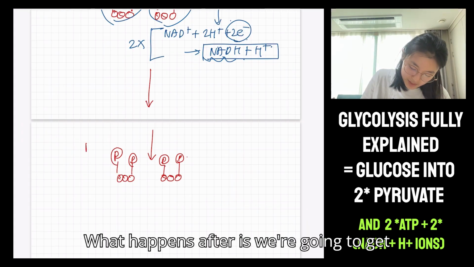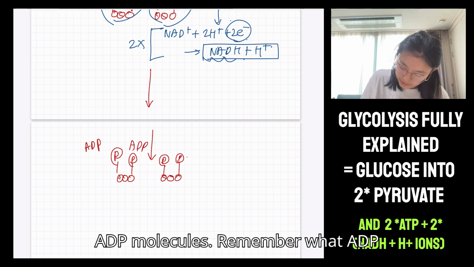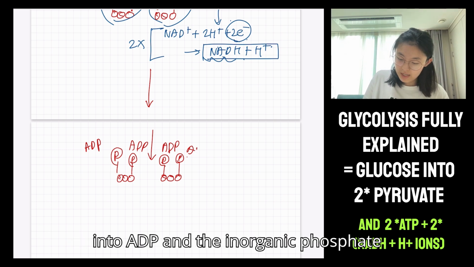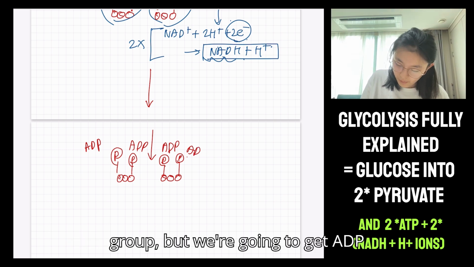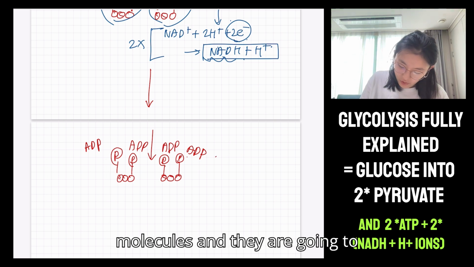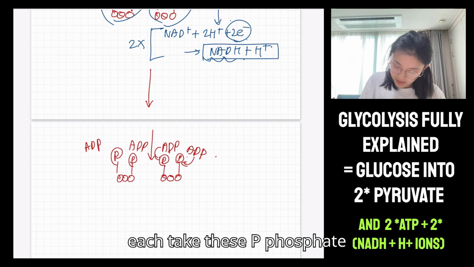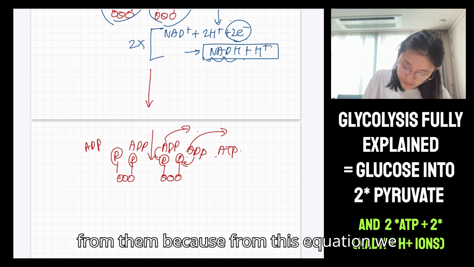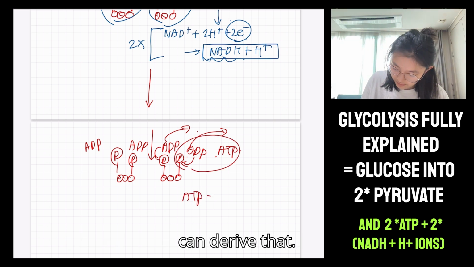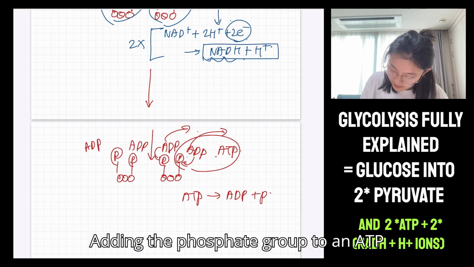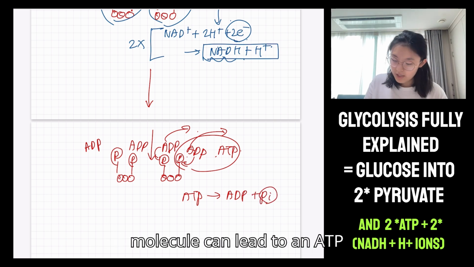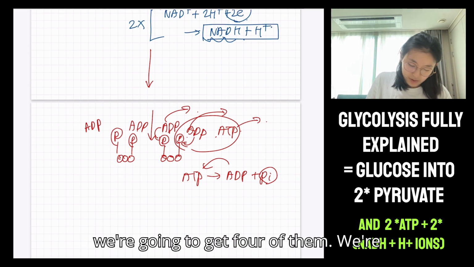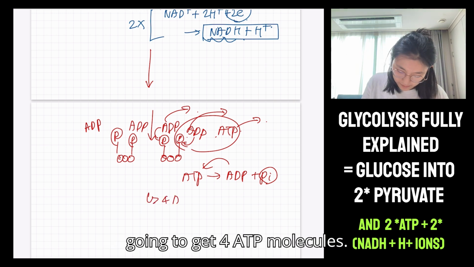What happens after is we're going to get ADP molecules. Remember what ADP molecules are? They're essentially ATP molecules that have been broken down into ADP and the inorganic phosphate group. The ADP molecules are going to each take these phosphate groups and create ATP molecules from them. Because from this equation, we can derive that adding a phosphate group to an ADP molecule can lead to an ATP molecule. So we're going to get ATP molecules, and we're going to get 4 of them.